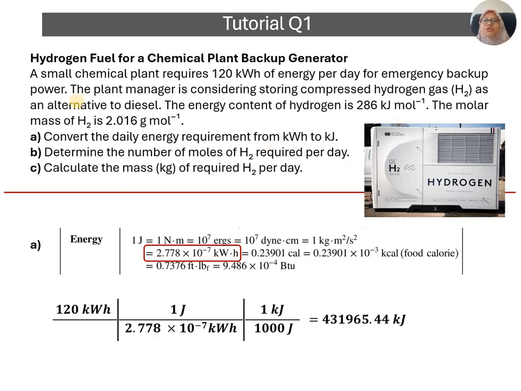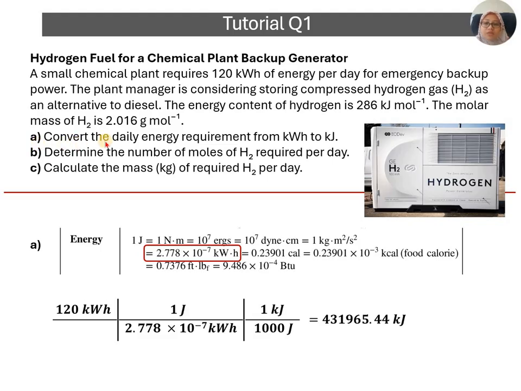Okay, the first question is on hydrogen fuel for a chemical plant backup generator. A small chemical plant requires 120 kilowatt-hour of energy per day. The plant manager is considering storing compressed hydrogen gas as an alternative to diesel. The energy content of hydrogen is 286 kilojoule per mole, and the molar mass of hydrogen is 2.016 gram per mole.